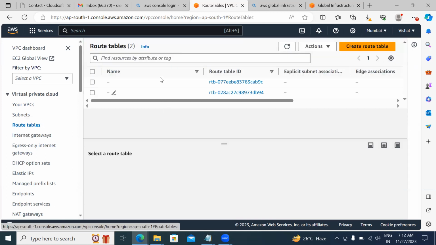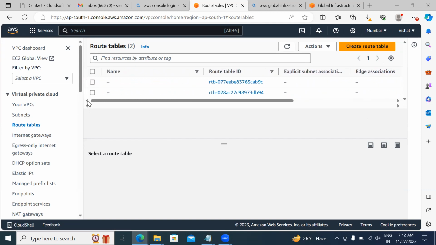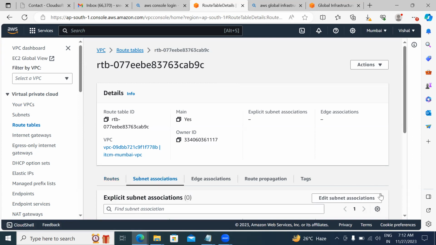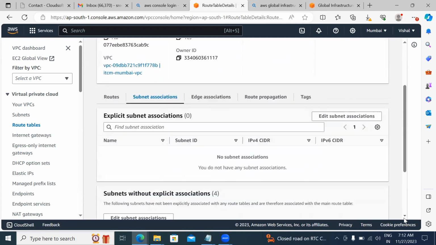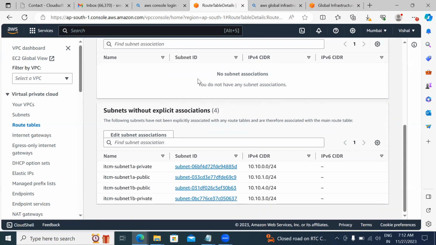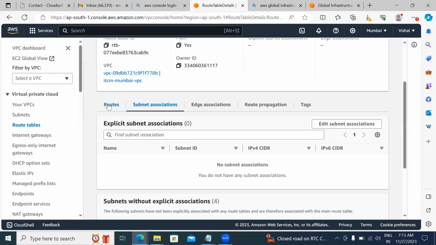Now try to understand the routing rules. By default, we'll get 2 route tables. One will have 4 subnets, one will have 3 subnets, because the default VPC route table has been attached to 3 subnets. This one with 4 is our own VPC route table. By default, the route table has been attached to all the subnets.